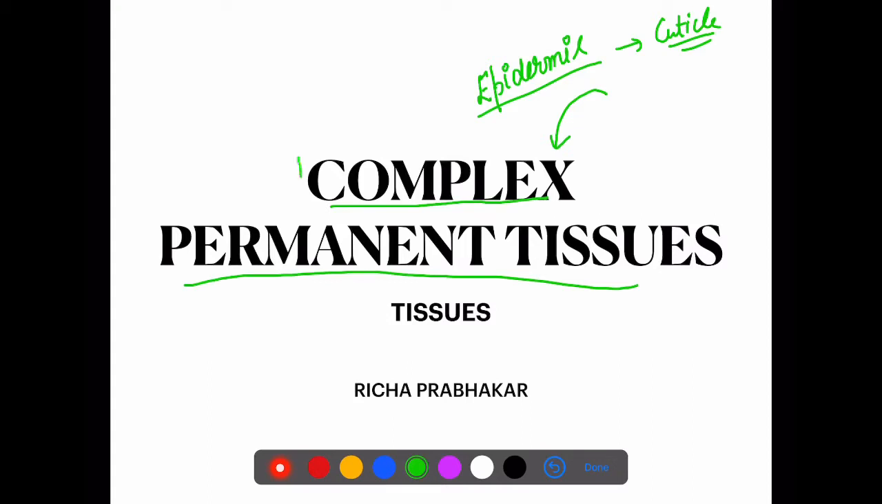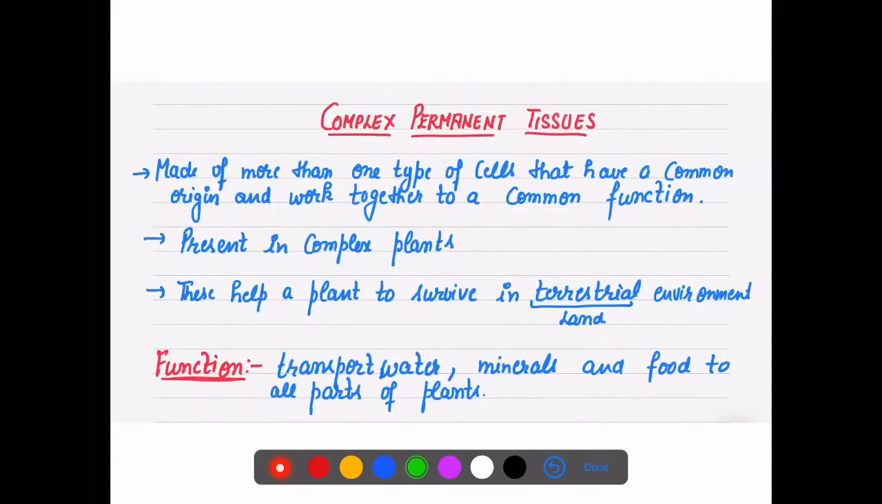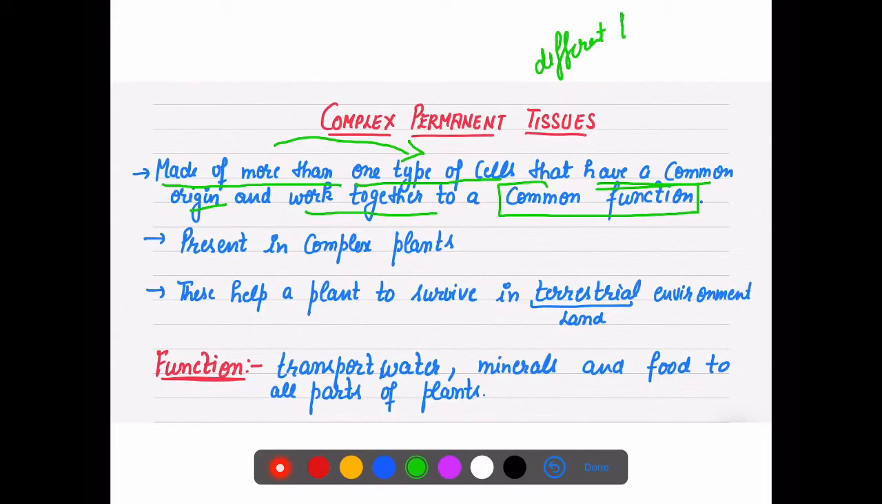As you can see the word complex, so it means they are not going to have the same or only one type of cells. So if we have to write down the definition, they are made up of more than one type of cells. Cells can be of different types, but they have a common origin and they work together for a common function. So those tissues are made up of 2 to 3 different kinds of cells, but the condition is they have the same origin, the same common function and they work together.